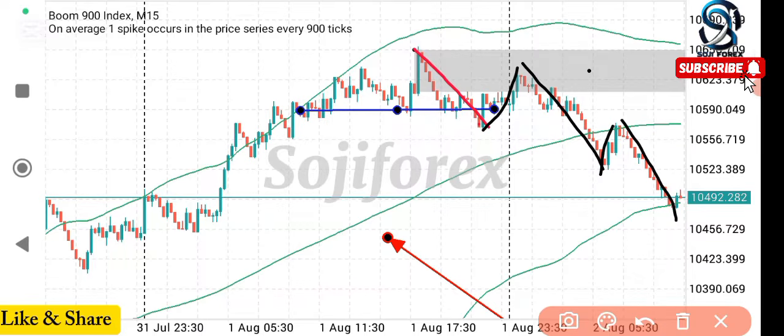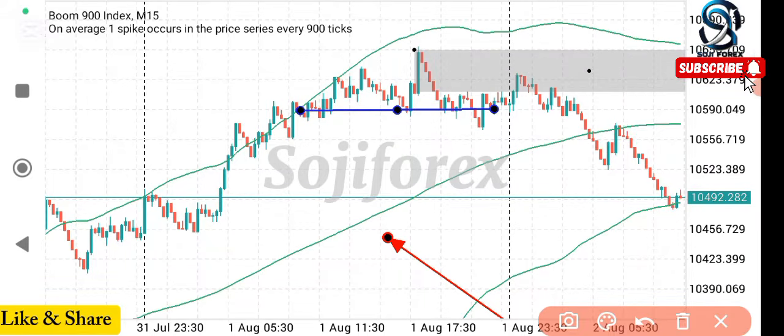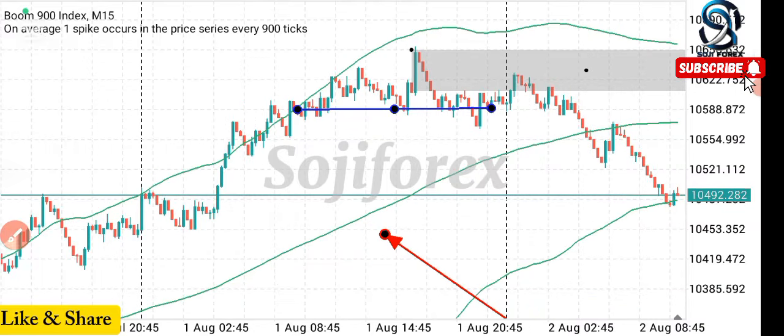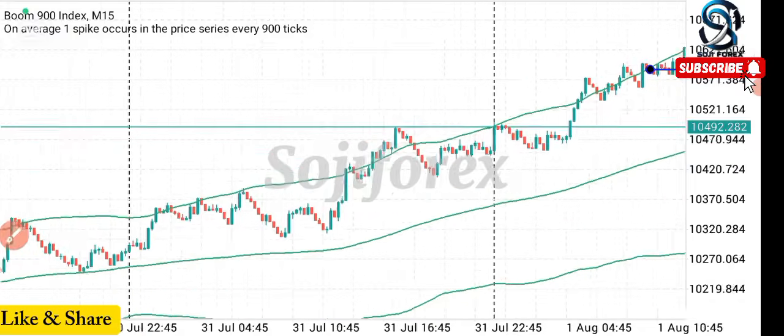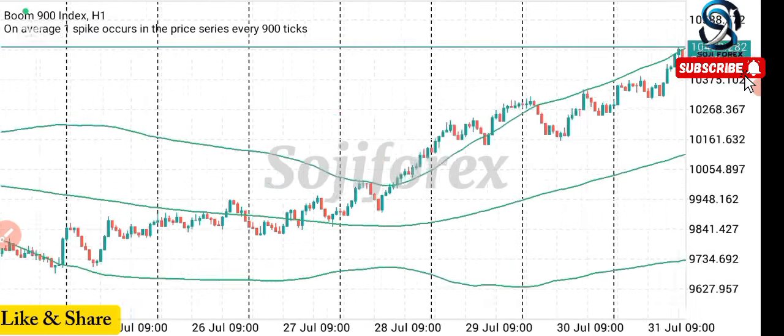So here, this is my entry, and up here is my stop loss. That is my stop loss. And you can see how this trade has been playing out very, very well. So this is exactly how you can catch the top in any market scenario, regardless of the market condition.